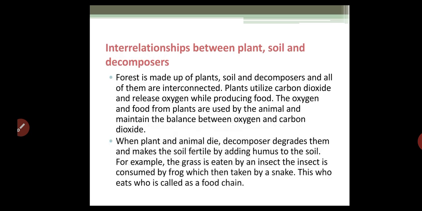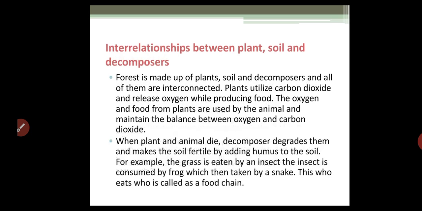Humus is nothing but the top layer of the soil which increases the fertility of the soil, which later on helps in plant growth. Organisms which help in decomposition are called decomposers. There is an interrelationship between plant, soil, and decomposers. Forest is made up of plants, soil, and decomposers, and all of them are interconnected.